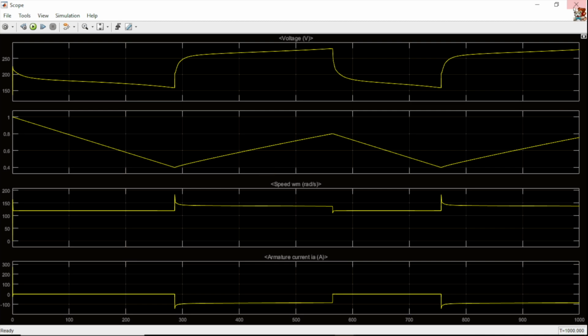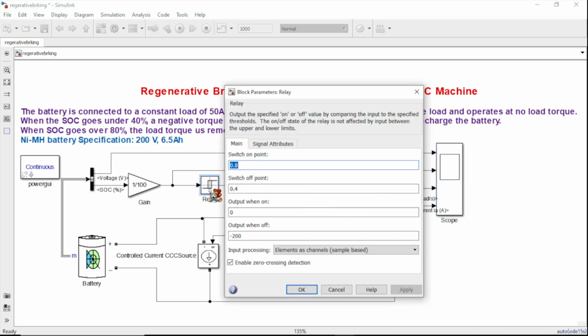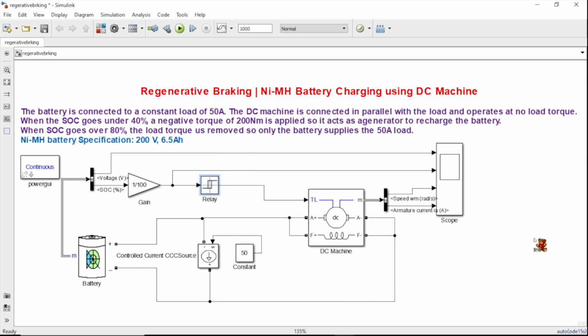So this is a very simple process. Just you have to remember this portion, that is the relay, when you have to put the switching option and when you have to put that negative torque so that it acts as a generator. So thank you.